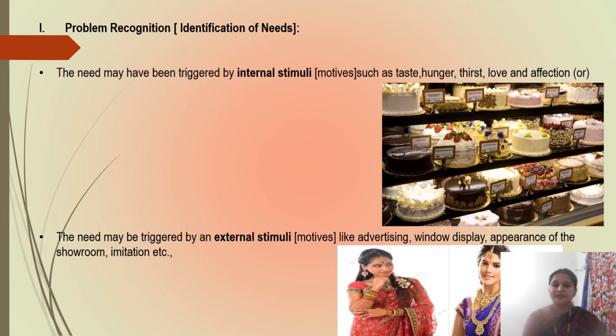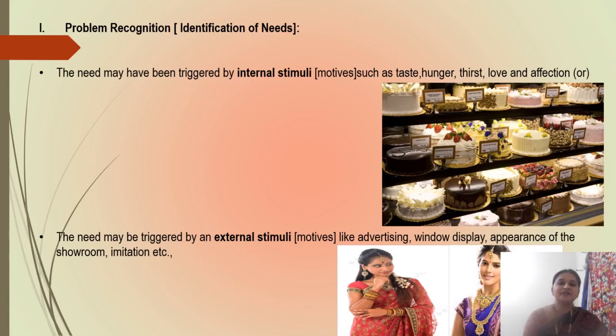Take the case of a need triggered by internal stimuli. For example, if a person is passing by a bakery and the sweet aroma of the bakery products stimulates his taste buds and makes his mouth water, what will he do? He will enter the bakery and buy his favorite bakery item. This can also be called on-the-spot buying, and here the buyer skips the second and third stages of the buying decision process.